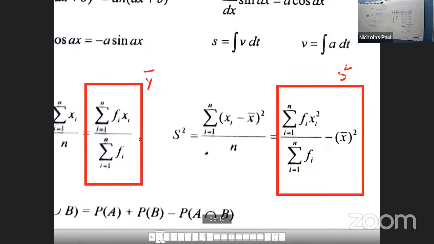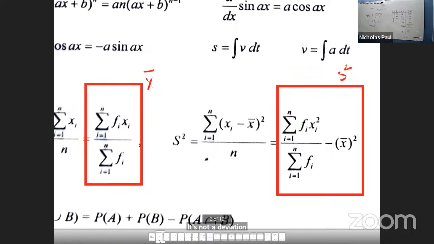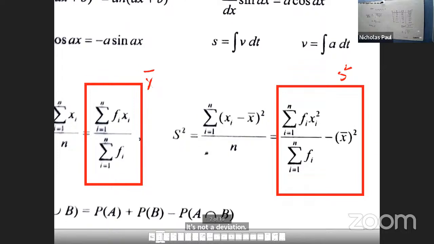Standard deviation S here, S squared variance. Now we're dealing with grouped data, and you write those two formulas. Yeah, write it like that. Once you understand it, you don't have to.